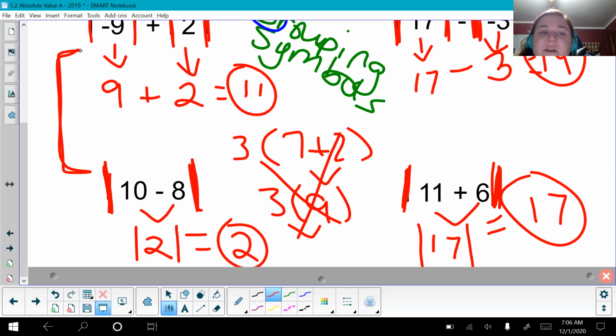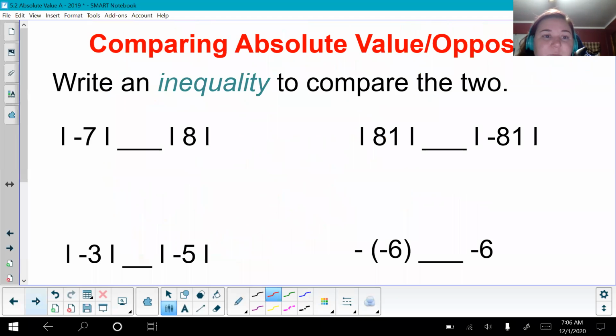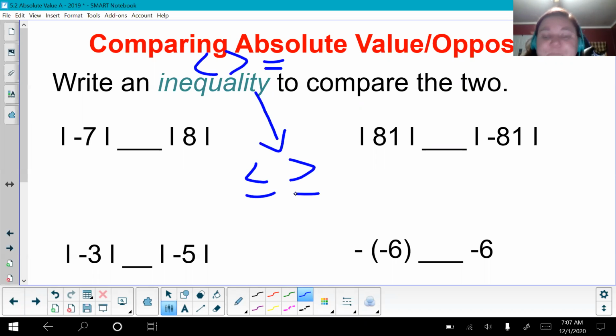Okay, there's a slight difference between these two. See how these two are separated, where these ones are together inside of the absolute value? Okay, so I've done a quick comparing, trying to figure out which one's bigger, which one's smaller. Same thing, we're going to use an inequality sign. So remember, that's less than, greater than, or equal to. As we get further on, we're going to see these two symbols.